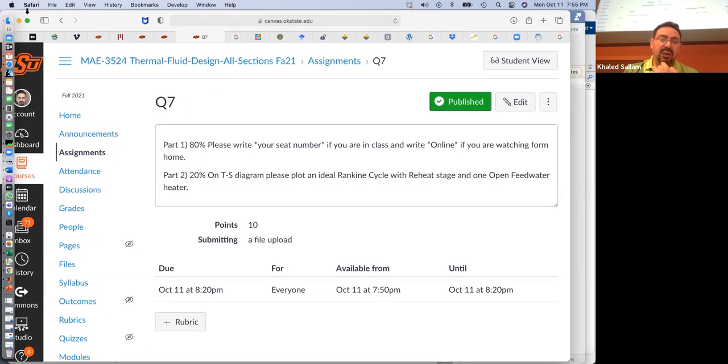80% is just to say, are you online? Or if you are in class, you write the seat number in front of you. And 20% on a TS diagram, please plot an ideal Rankine cycle with a reheat stage and one open feed water heater. I think it's really important, and I saw weird drawings in the exam. So let's just plot an ideal Rankine cycle with a reheat and one feed water heater. A sketch, basically. And that's it for today. You finish that quiz, and you guys are done. Thank you so much.